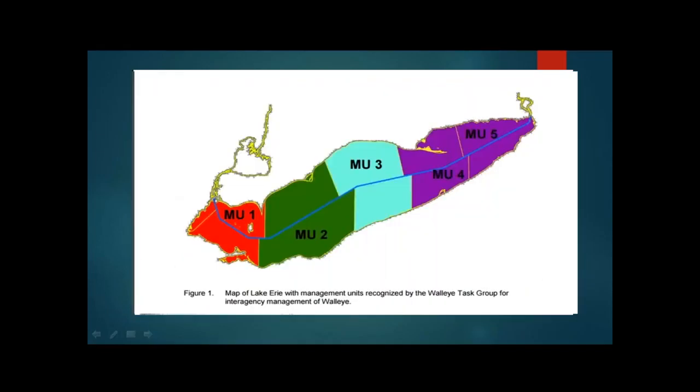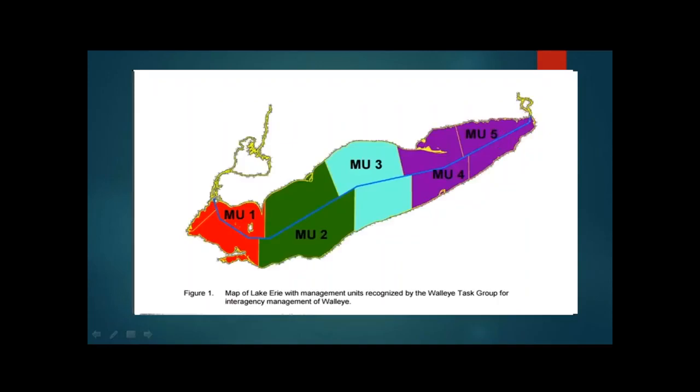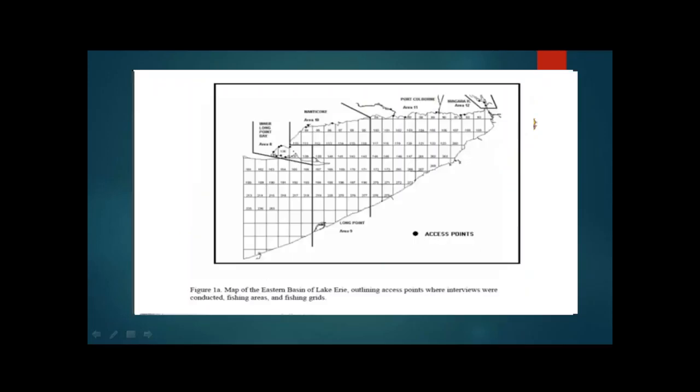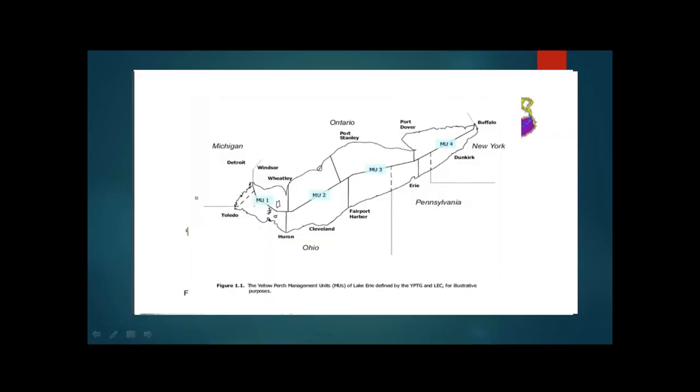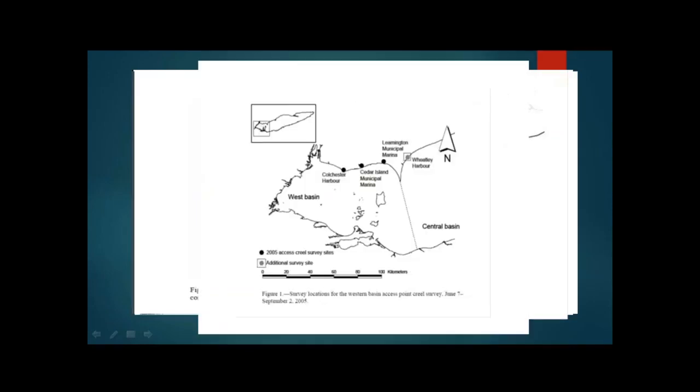This is the map for the walleye management units. This is the map for the yellow perch management units, and they look very similar. The big difference is that the central basin and the eastern basin are split up differently. Then we have the eastern basin recreational map for Ontario. They use the same grids as Canada commercial data. This is the central basin for Ontario, and the west basin for Ontario.